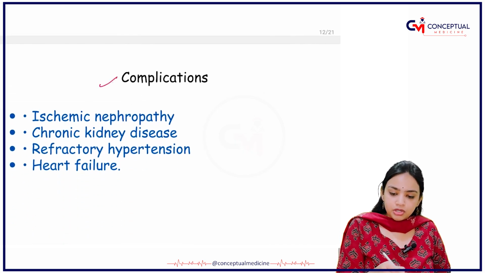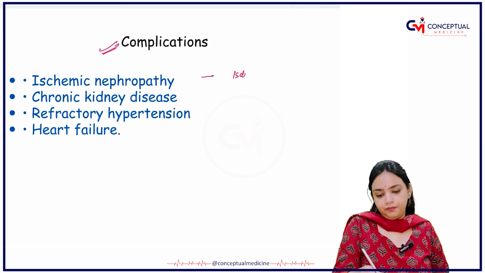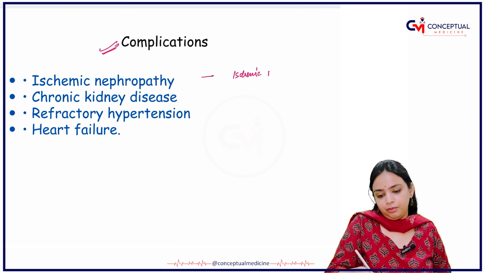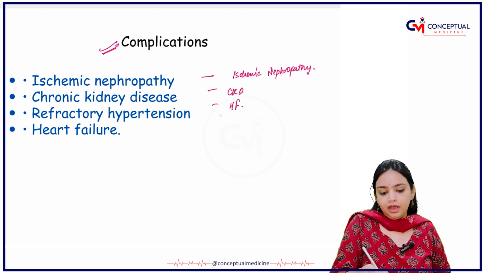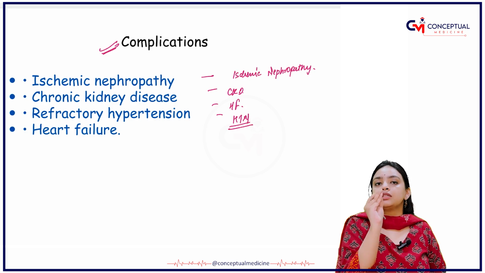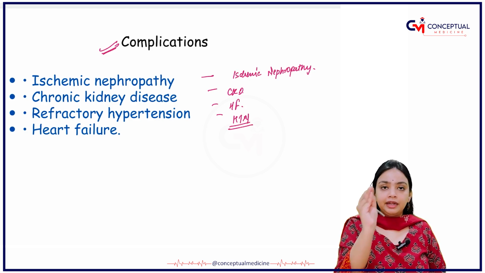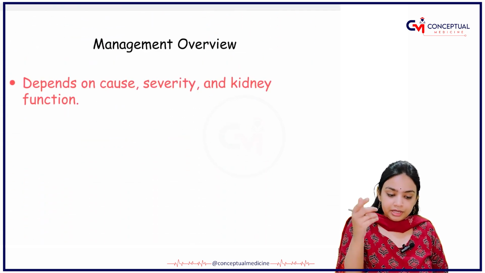What are the complications? The complications that can occur are ischemic nephropathy, CKD, heart failure, and refractory hypertension. See, if you are not able to recall anything, and if it is a question of the kidney, a question of the renal system, blindly remember the complication will be hypertension. Okay.